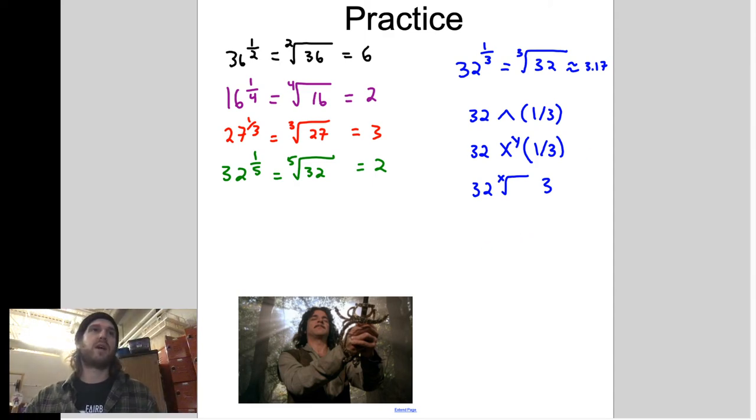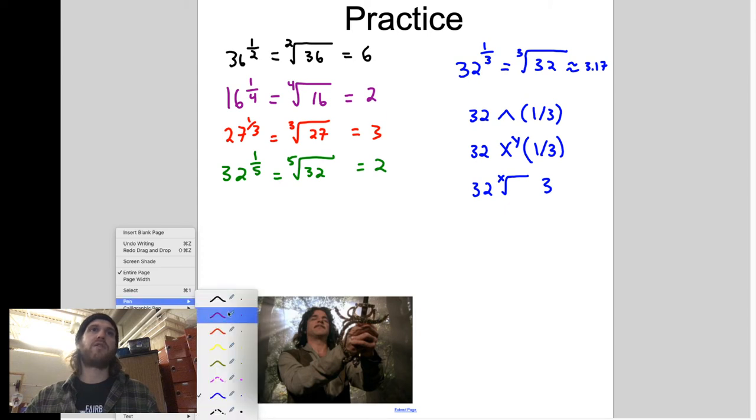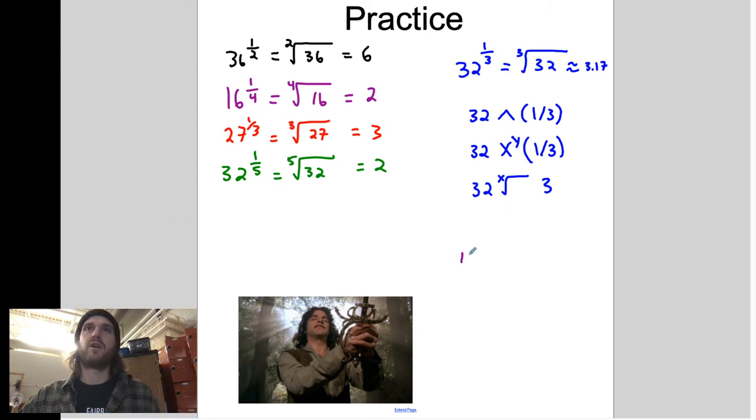So you guys go ahead and now try this one on your own. What's 163 to the 3/5 power? Use your calculator to get your answer. Check your work. So don't move on until you can do this on your calculator, because I want you to be able to use this to check your work on tonight's assignment.